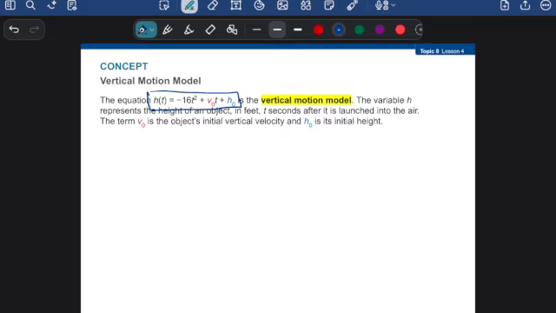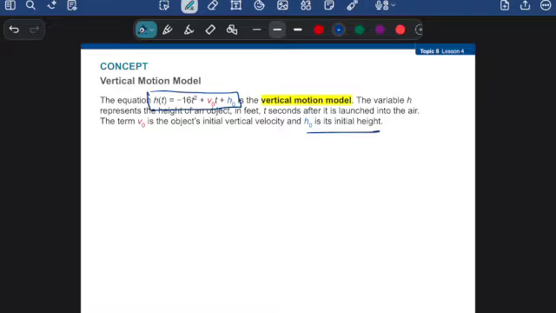Where t equals time, v naught, or v sub 0, represents initial velocity. How fast is it going when it is released? And h naught, or h sub 0, represents the initial height. How high was the object when it was released?